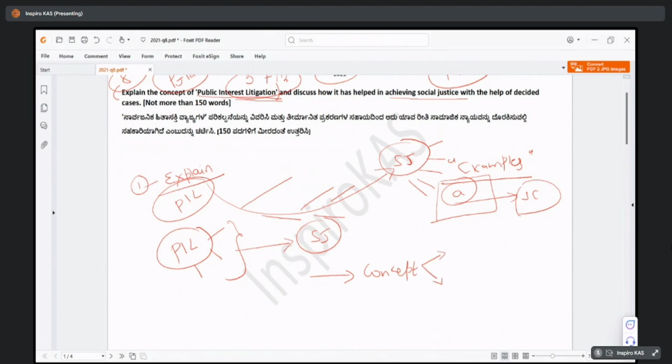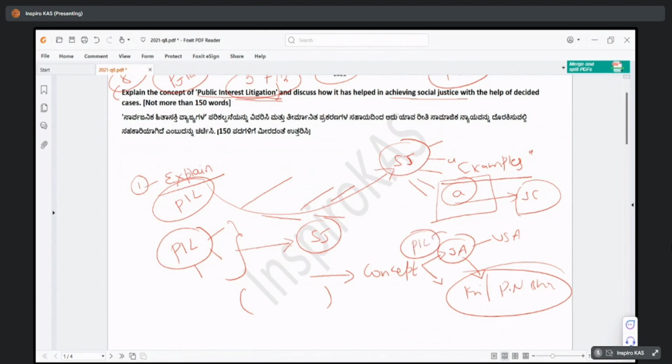So my opening statement would be: public interest litigation is an idea, or a product of judicial activism, which originated in the United States of America, and it was made popular in India by the Supreme Court judges, Justice Krishna Iyer and Justice P. N. Bhagwati. Basically these two popularised the concept of public interest litigation. So this would be my opening paragraph, where I would simply say that the concept of public interest litigation is a product of judicial activism which originated in the United States of America and was made popular in the 1980s or 1990s, whatever you want to quote, by Justice P. N. Bhagwati and Justice Krishna Iyer of the Supreme Court of India.